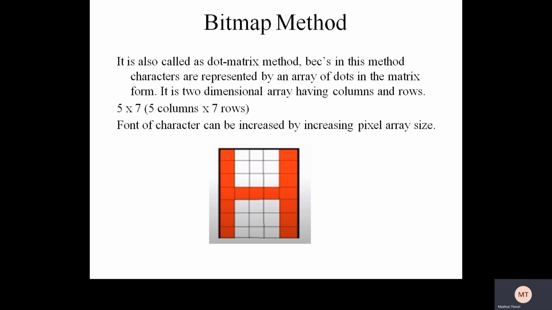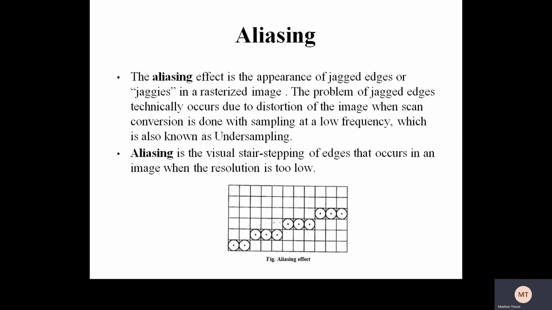So a bitmap font uses a rectangular pattern of pixels to define each and every character. So the font of a character can be increased by increasing the pixel array size. So this is the bitmap method.